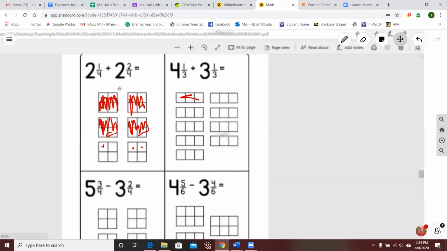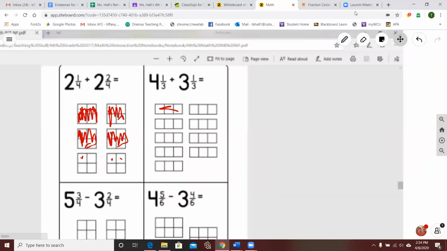So first, add all your holes. So I have, hold on, let me get my pen here. All right, so I have 1 hole, 2 holes, 3 holes, 4 holes. So I have 4 holes. Now, count what's shaded as the parts. Well, there's 1, 2, 3. So I have 3 parts out of a total of 4. So my answer is 4 3/4.